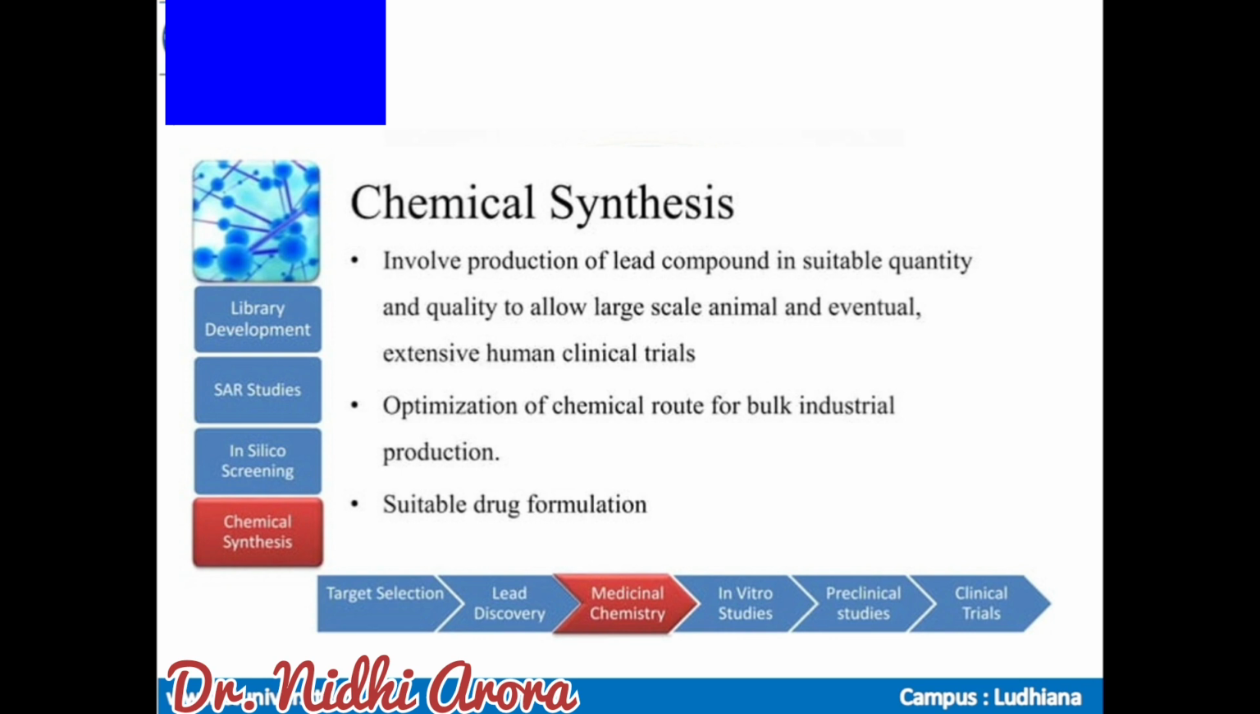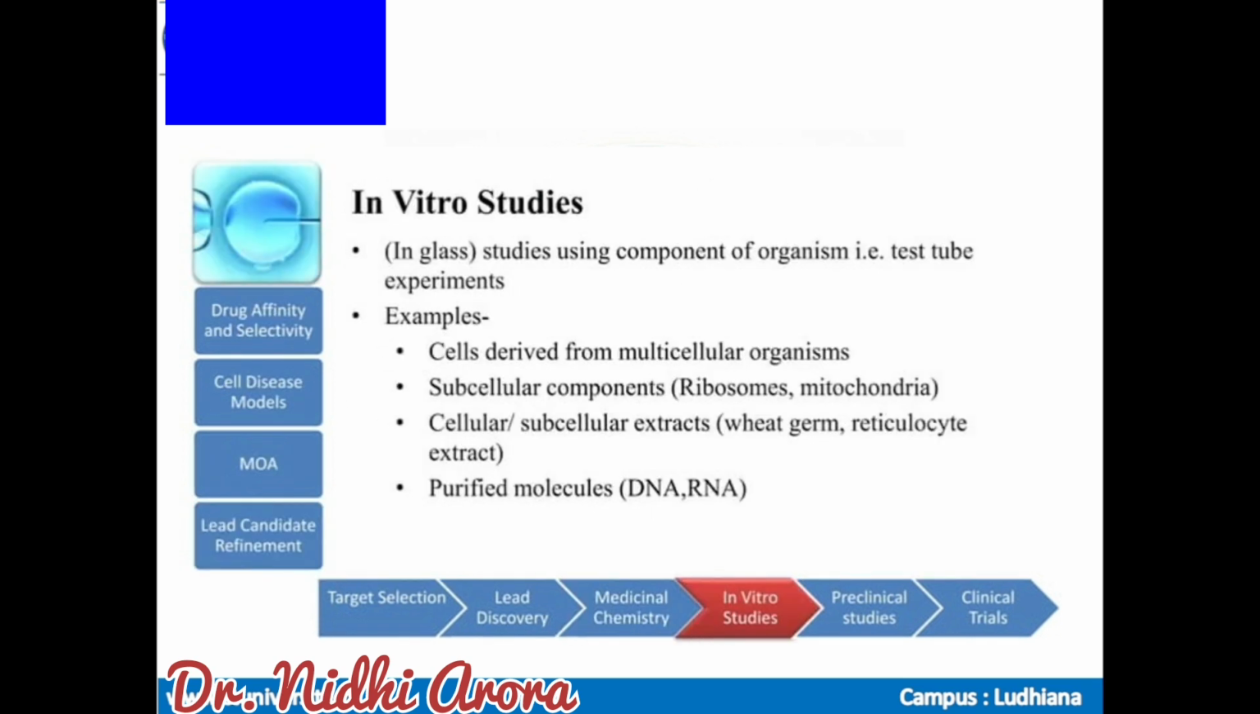So next we talk about chemical synthesis. Chemical synthesis involves production of lead compound in suitable quantity and quality to allow large scale animal and eventual extensive human clinical trials. Optimization of chemical route for bulk industrial production and suitable drug formulation.